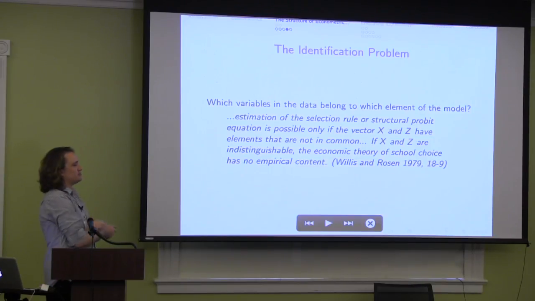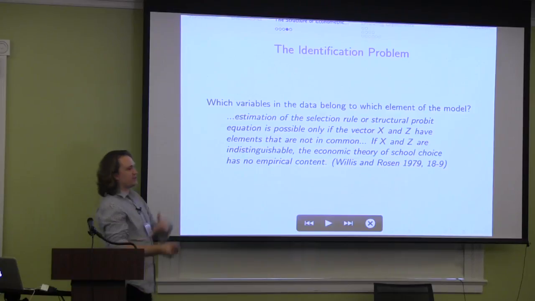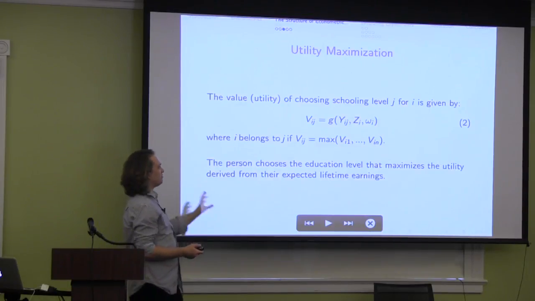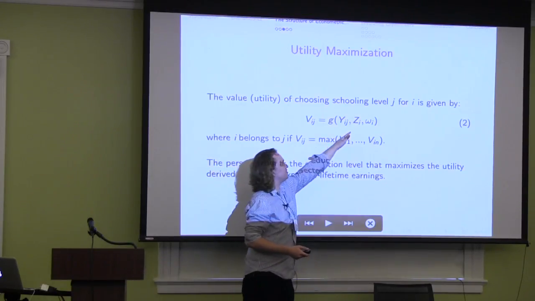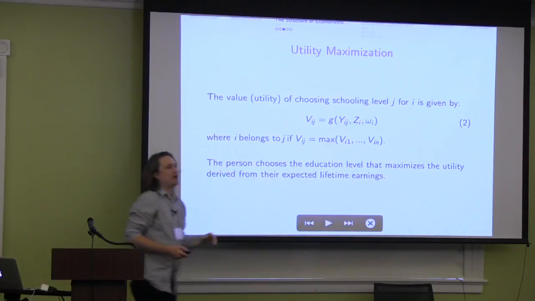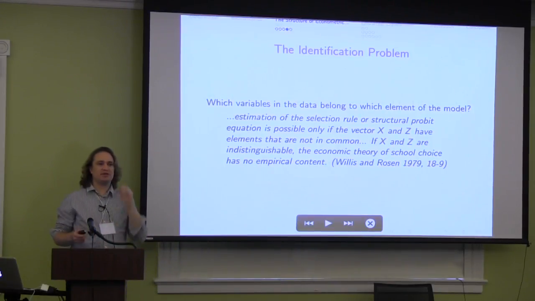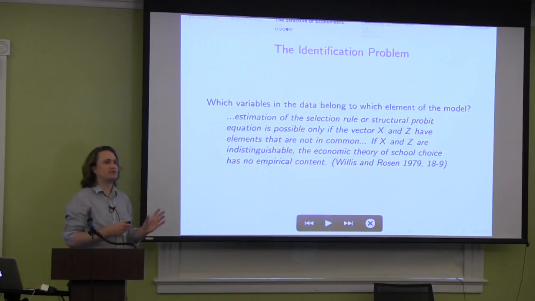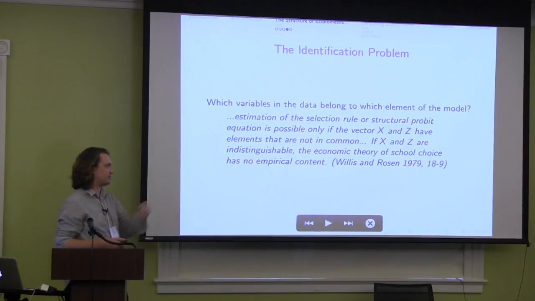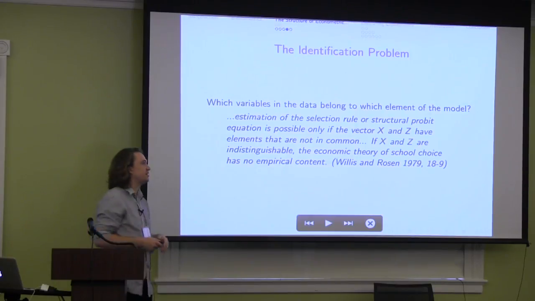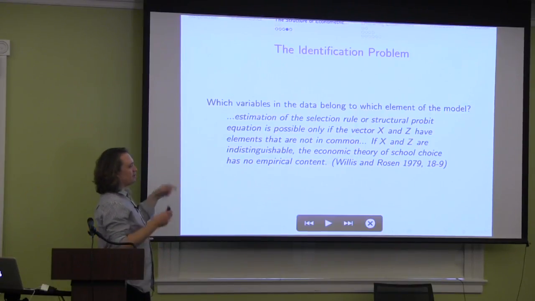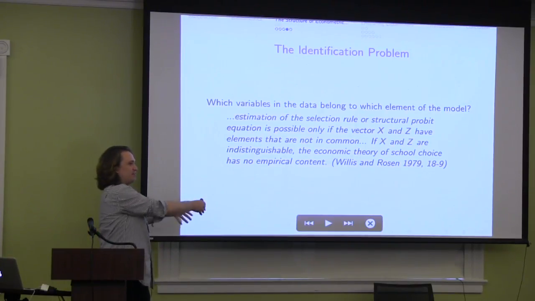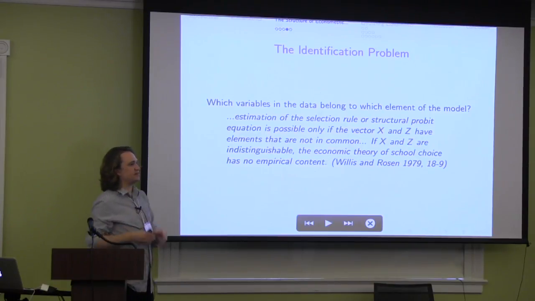The question is, which variables in the data set that we have belong to which elements of the model, right? So the two core elements here are this Z and this X. And the data set they're using is the NBER-Thorndike sample, which is a sample of World War II vets who are tracking their career decisions and their education decisions. And the question is, what things in our data set do we put in tastes and preferences, and what things in our data set shift rates of return?